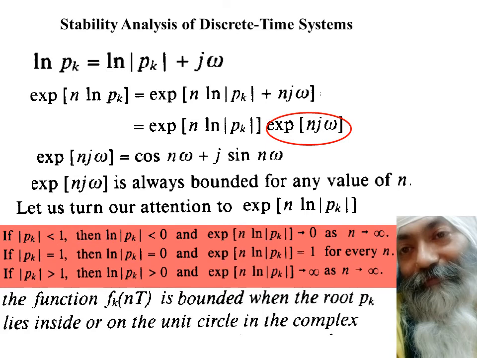So finally, we can write that the function f_k(t) is bounded when the root p_k lies inside or at the most on the unit circle in the complex plane, as we have seen earlier. We will see it further from another perspective, which I personally find very interesting, in the next slide.